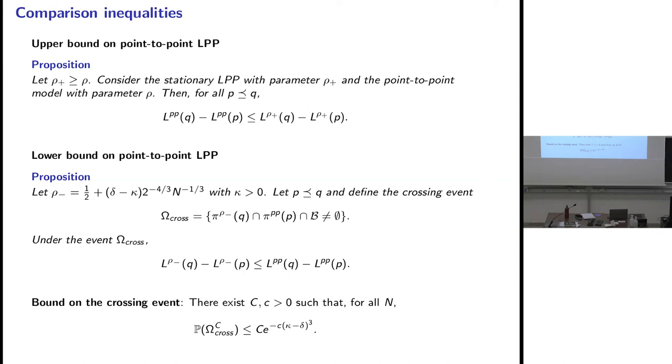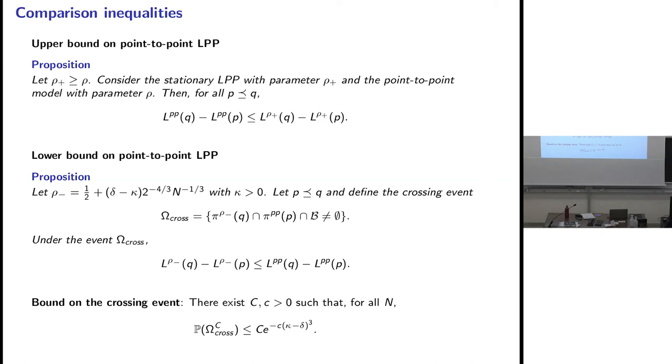Well, this is not true if you want to find a lower bound. So now we take rho minus to be less than rho, so we have 1/2 plus delta minus kappa over cube root of n. So in this case, the randomness on the diagonal for the stationary LPP will be stronger than the randomness for the point-to-point LPP, but it will also be stronger on the horizontal line. To have a lower bound in terms of the stationary model, you need to impose a condition on the crossing between the stationary geodesic and the point-to-point geodesic in the bulk, so that you can compare the increments after the intersection point.